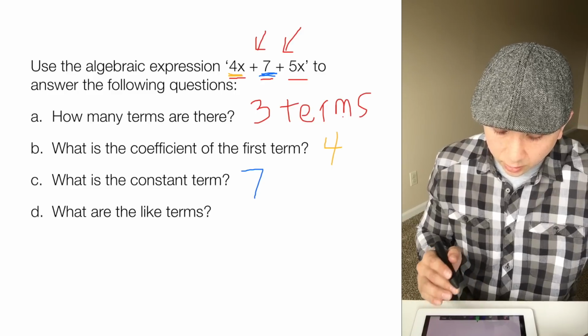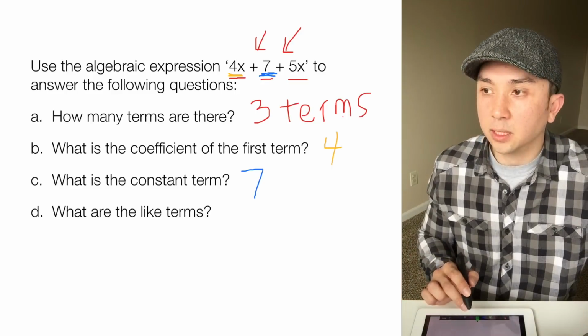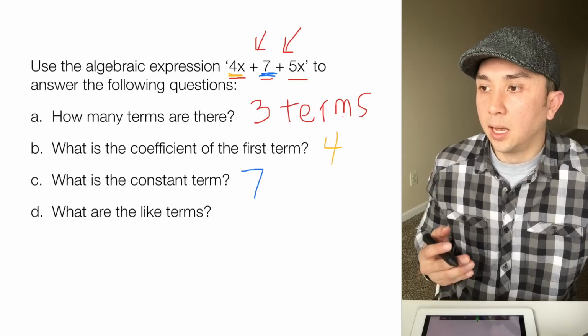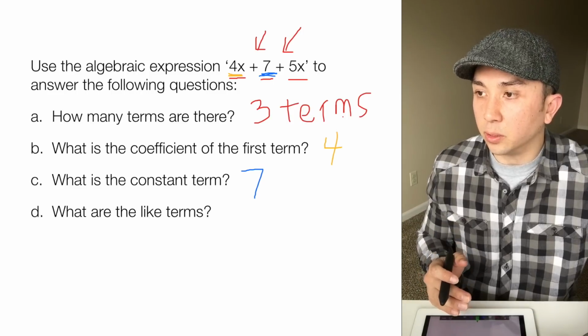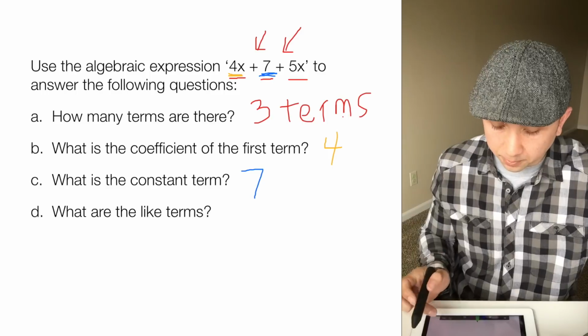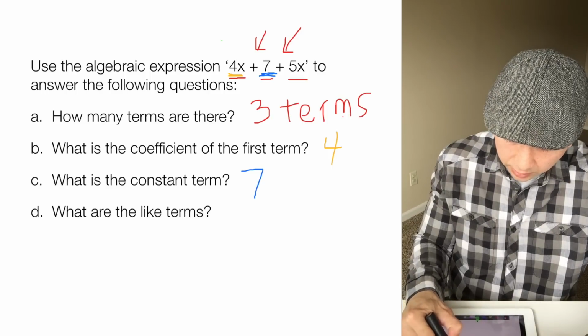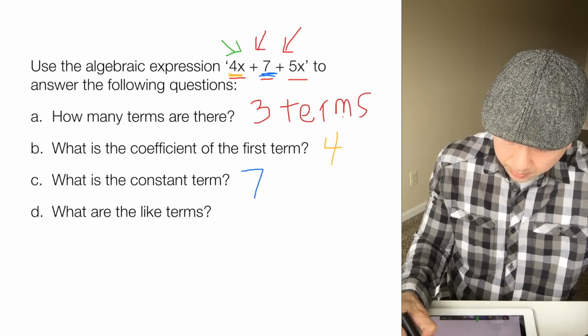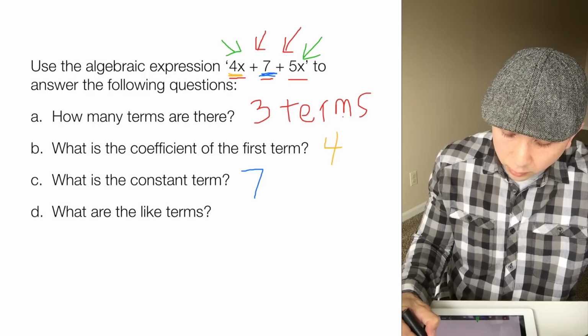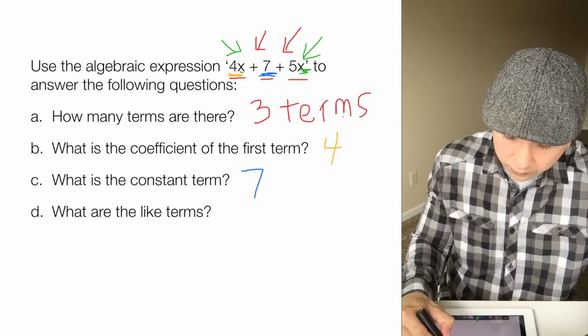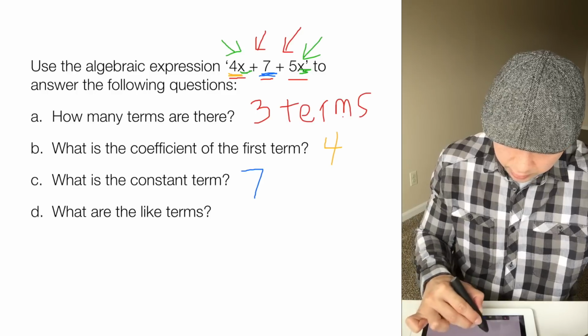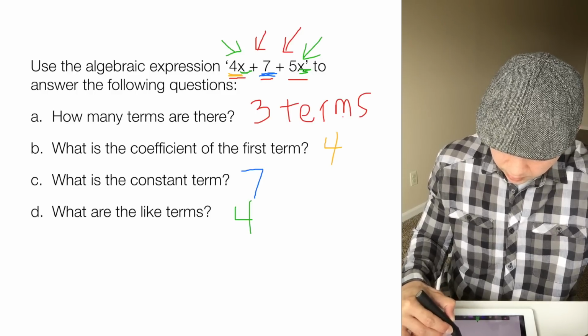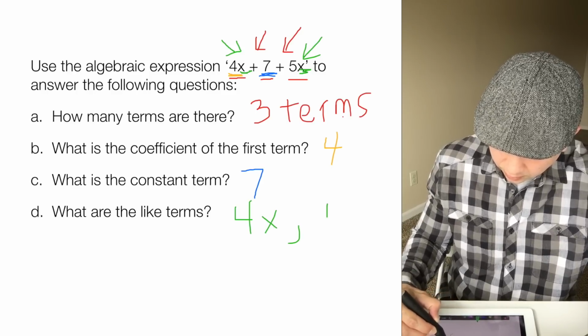And what are the like terms? Well, like terms have a variable raised to the same power. So here we can see that 4x and 5x both have x raised to the first power. So our like terms are 4x and 5x.